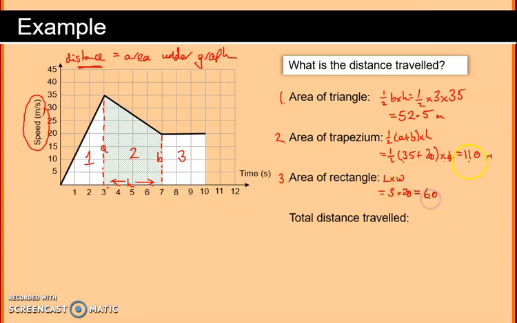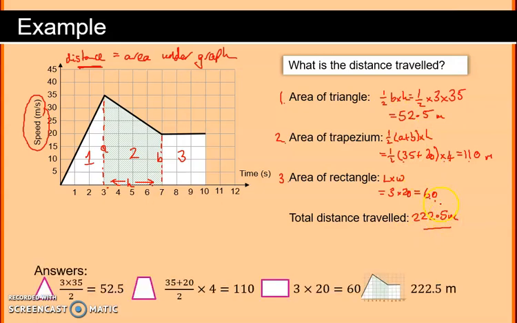So what have we got? In total, we've got 110, 170. Is that 222.5? Let's hope I haven't done some dodgy maths. Good, yes, and I've done each section there. You can see the answer, 222.5 meters.